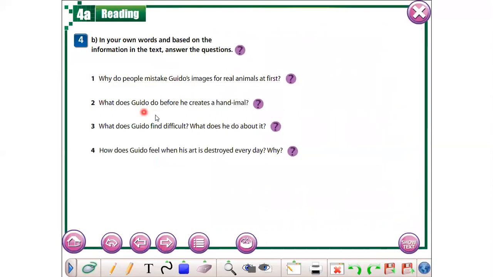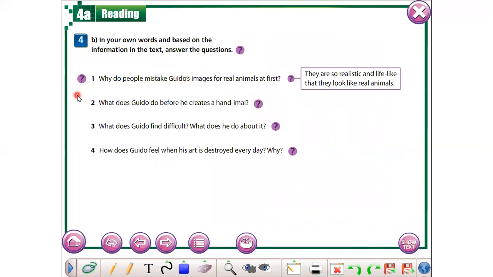Get ready. 1, why do people mistake Guido's image for real animals at first? Because they are so realistic and lifelike that they look like real animals. And you find this in the text. It says Guido Daniel's portraits of animals look exactly like photographs.